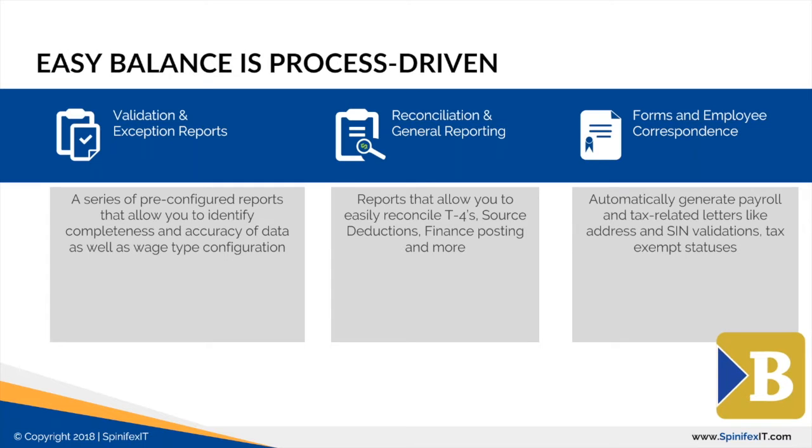So you're going to see when we move into the system that we have Easy Balance organized around these three general topics. They're actually three individual folders when we get into the system. So that's how we basically have summarized the Easy Balance functions. So let's take a look at those three. We'll start with the first one, which is validation and exception reports.